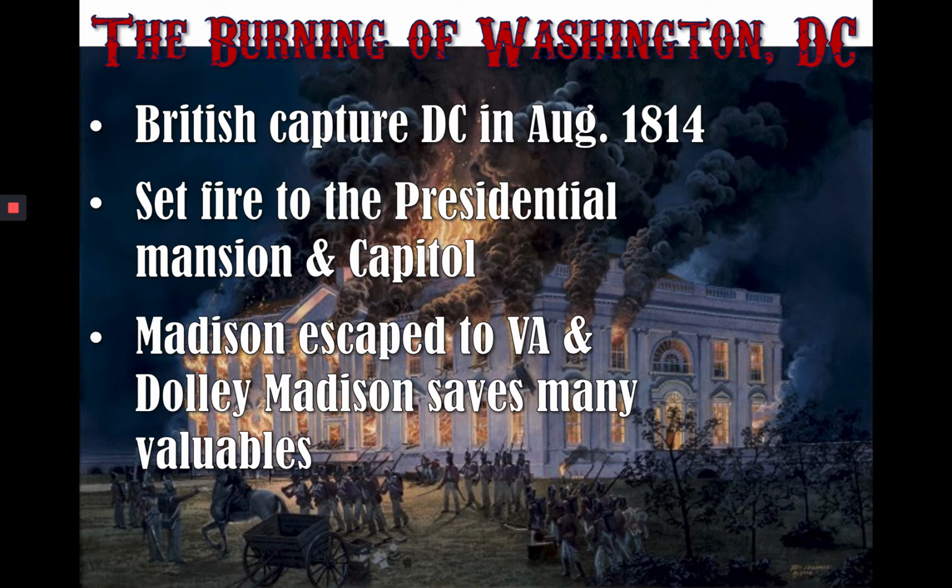James Madison escapes before the British arrive in town. We see the British coming. He's able to escape. And his wife, Dolly, saves many valuables, famous paintings and artifacts, like the United States Constitution, and a painting of George Washington, etc. We'll talk more about that later.